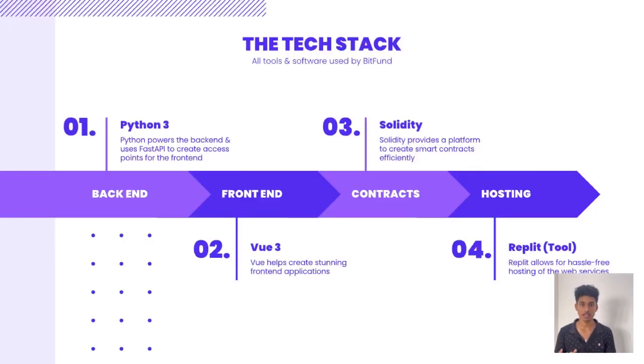Finally, let's go over the tech stack behind BitFund. Firstly, we have Python 3. Python was used for some of the backend and it uses multiple libraries to create the APIs, like FastAPI. Secondly, we have Vue 3 along with Capacitor.js. Vue 3 along with Capacitor provides a multi-platform experience that is aesthetic and accessible. It provides a hassle-free platform for the average Joe.